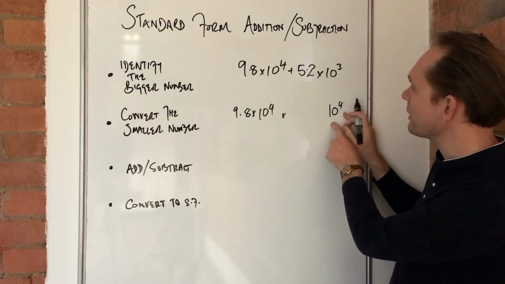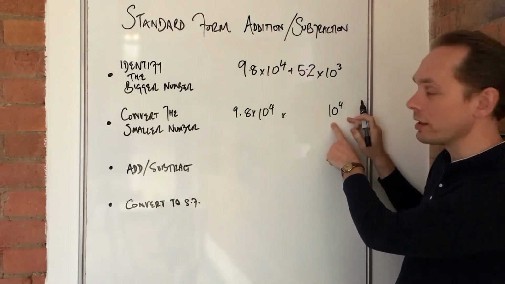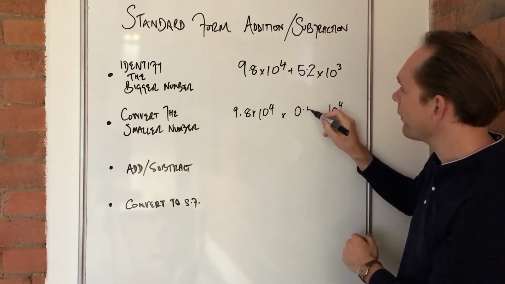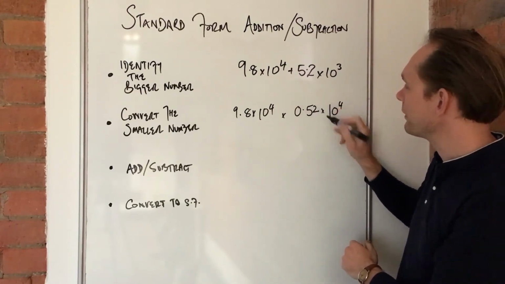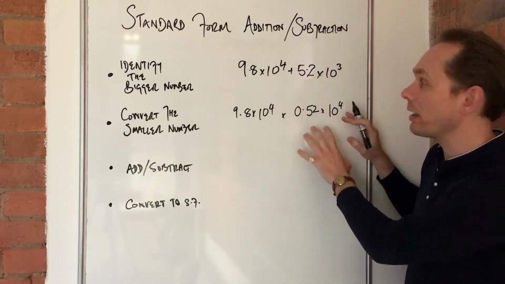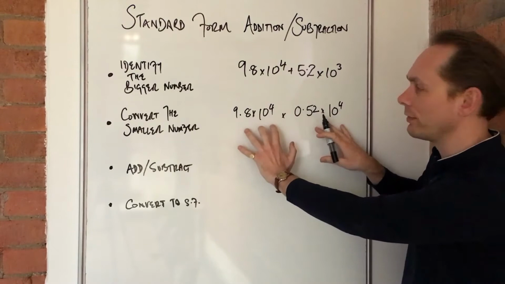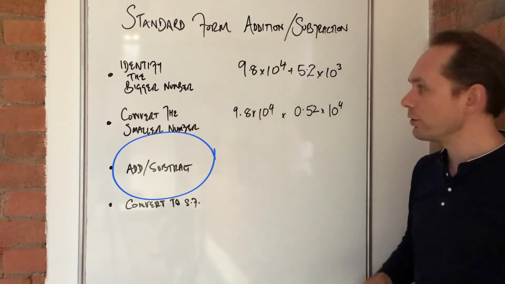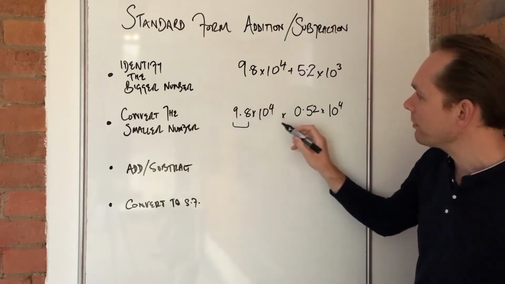Now if that's 10 times bigger than it was, which it is, we have to make this 10 times smaller. So it becomes 0.52 times 10 to the 4. Now that has the same value, that's absolutely crucial, but it's now in the same language, if you like, the same currency as that, so we can add them. Next, you do your adding. So you can just add or subtract the numbers.